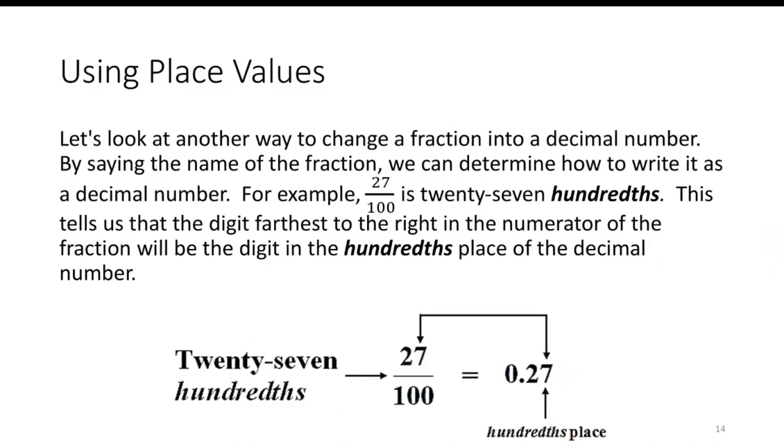Let's look at another way to change the fraction into a decimal number. By saying the name of the fraction, we can determine how to write it as a decimal number. For example, 27 hundredths. This tells us that the digit farthest to the right in the numerator of the fraction would be the digit in the hundredths place. So 27 hundredths tells me that the 7 should be in the hundredths place. And that gives us 0.27.